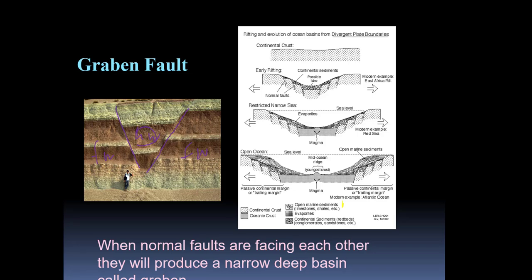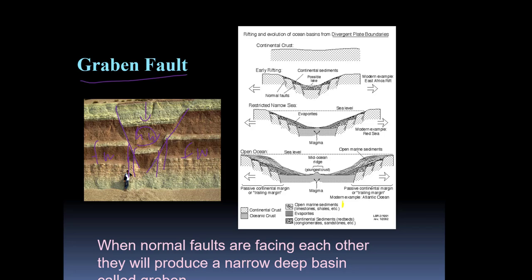Where is the missing layer? You can see it's right here. So that's the relative lengthening here, relative lengthening here. So it's two typical normal faults, and they are facing each other. So you can see that the middle here is falling in. So this is what we call Graben fault.